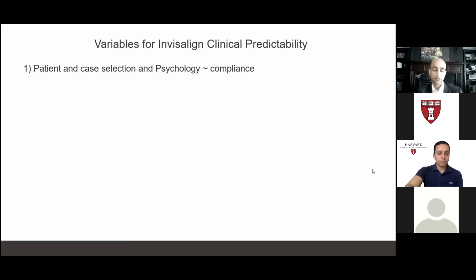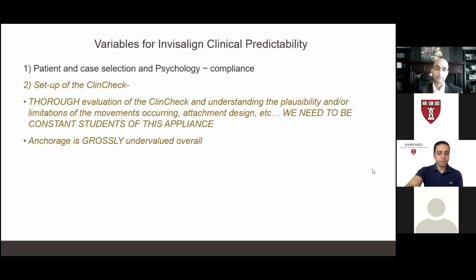So you got to make sure the patient's on board. That means really clear communication, really clear motivation through treatment. And case selection is another thing. Not every case is an Invisalign case, just like, in my opinion, not every case is a braces case. The appliances have strengths and weaknesses, and as the treating orthodontist, it's up to us to really understand those things and to set ourselves and the patient up for success.